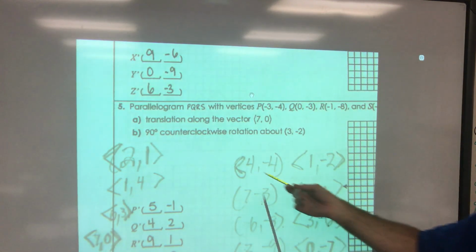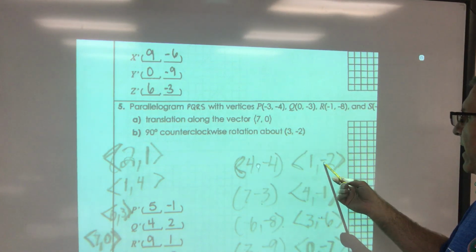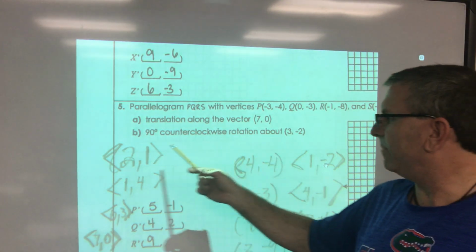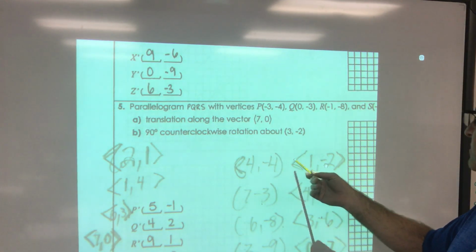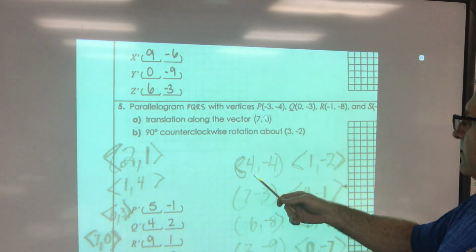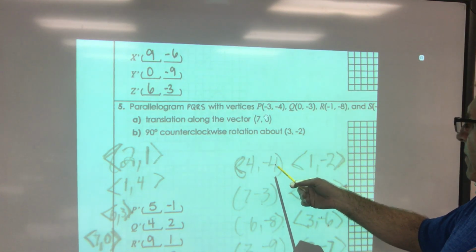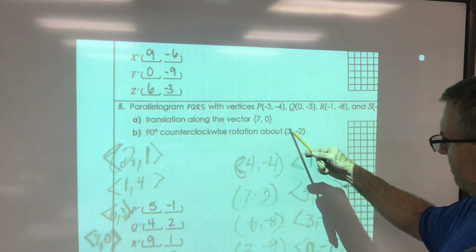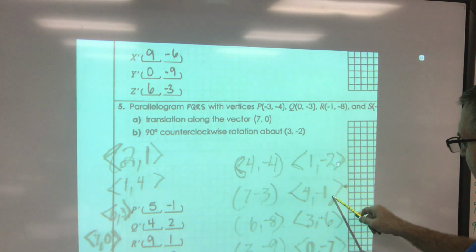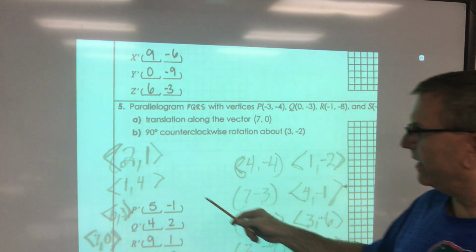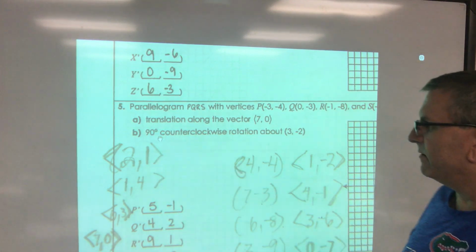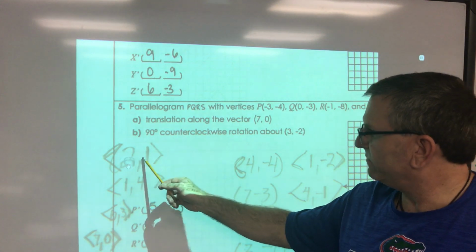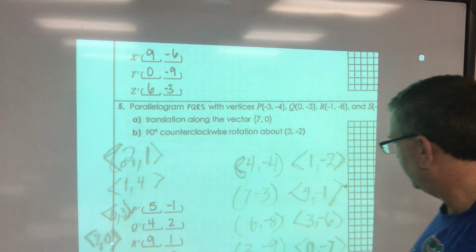So now I've created the vector. Again, I've gone from here, followed the rule, and hang on, there's my original translation. Then from that point, I created a vector from there to there, from there to there, from there to there, and from there to there. There are my 4 vectors. Then I applied the rules of 90 degrees counterclockwise, flipping my values and changing the sign of y. So now I have 2, 1, 1, 4, 6, 3, 7, 0.